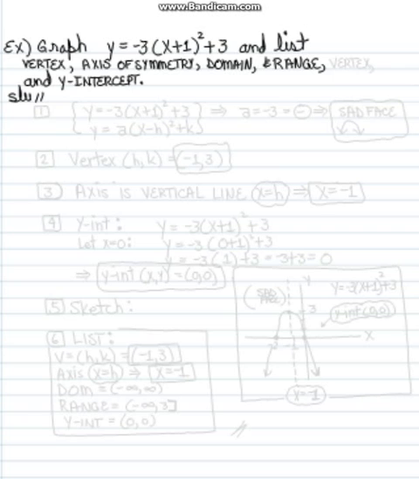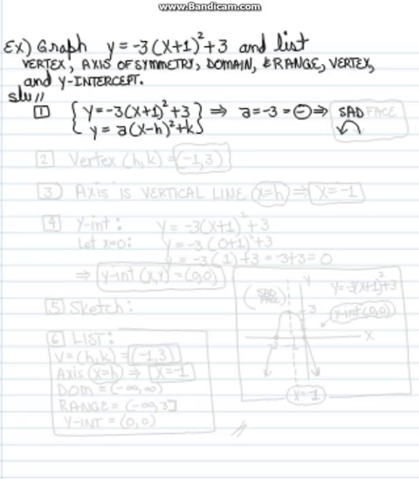Solution, step 1. Let's compare this to the standard quadratic function y equals a(x minus h) squared plus k. When we make a comparison, we can identify the a value. The a value is -3. When the a value is negative, that means this is going to be an upside down parabola. I call that a sad face parabola, because the a value is a negative number. It's -3.